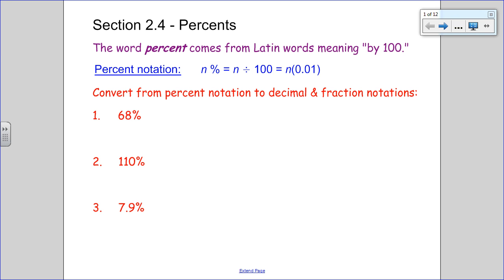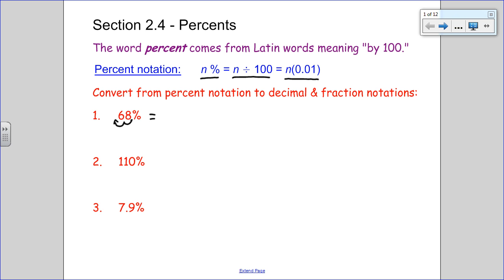Section 2.4 of your textbook covers the topic of percents. The word percent actually comes from the Latin words per centum, meaning by 100. And so a percent sign actually means that a number has been divided by 100, or that the number has been multiplied by 1/100th. To convert from percent notation to decimal notation, we can simply move the decimal point 2 places to the left, since that's equivalent to dividing the number by 100.